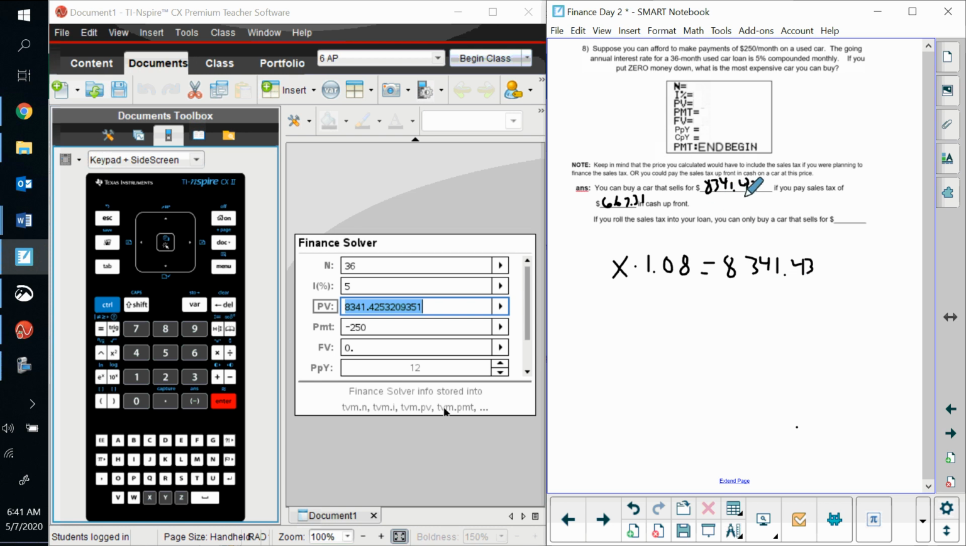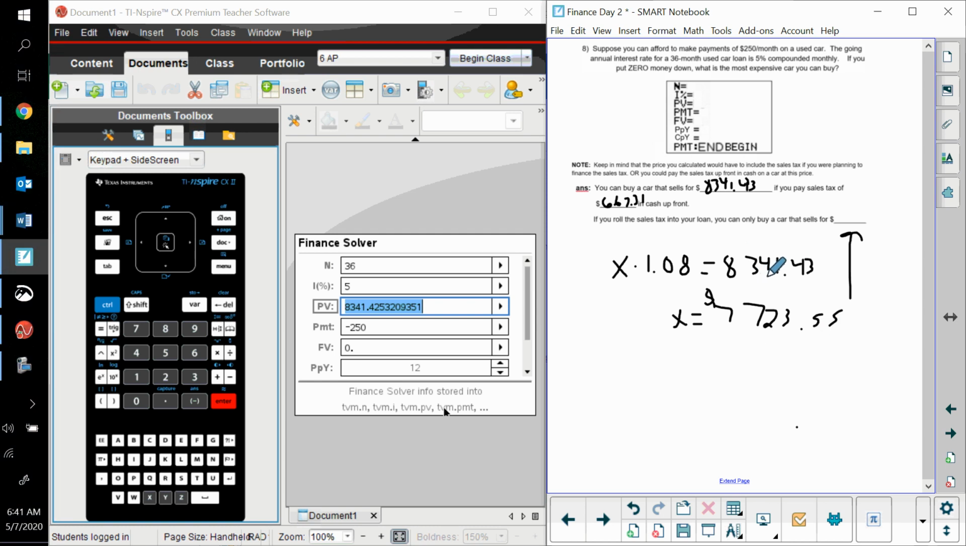Because if this was our top dollar, we're not going to have an extra 667 lying around. So if we divide that over, we end up getting 7,723.55. And that can go there. And that is really the most expensive car you can get. And then with the tax, that'll bring us up to this amount here. So if you roll the tax in.